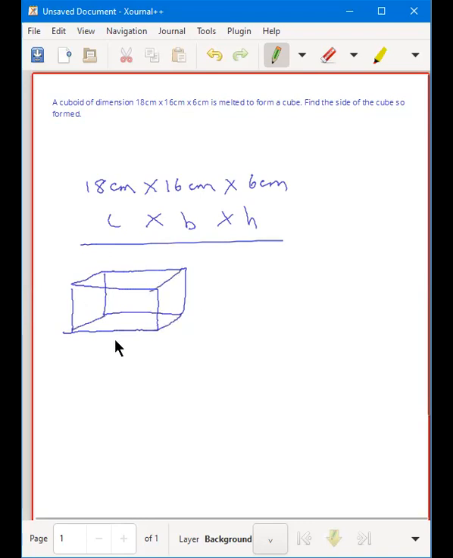Okay, a cuboid of dimensions 18 by 16 by 6, and we melted this to form a cube. We have to find out the side, each edge, which is there. What is x equal to?